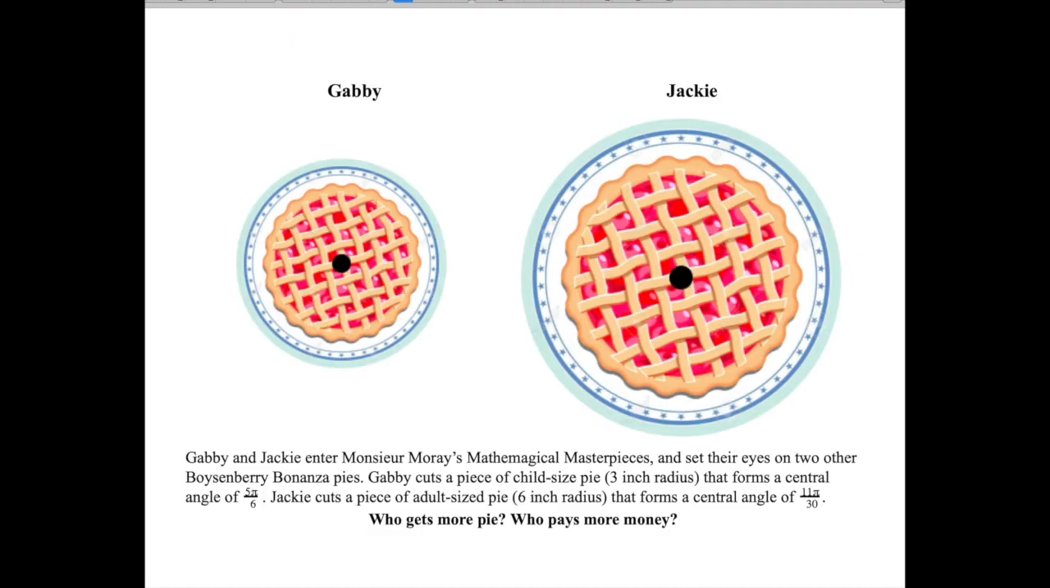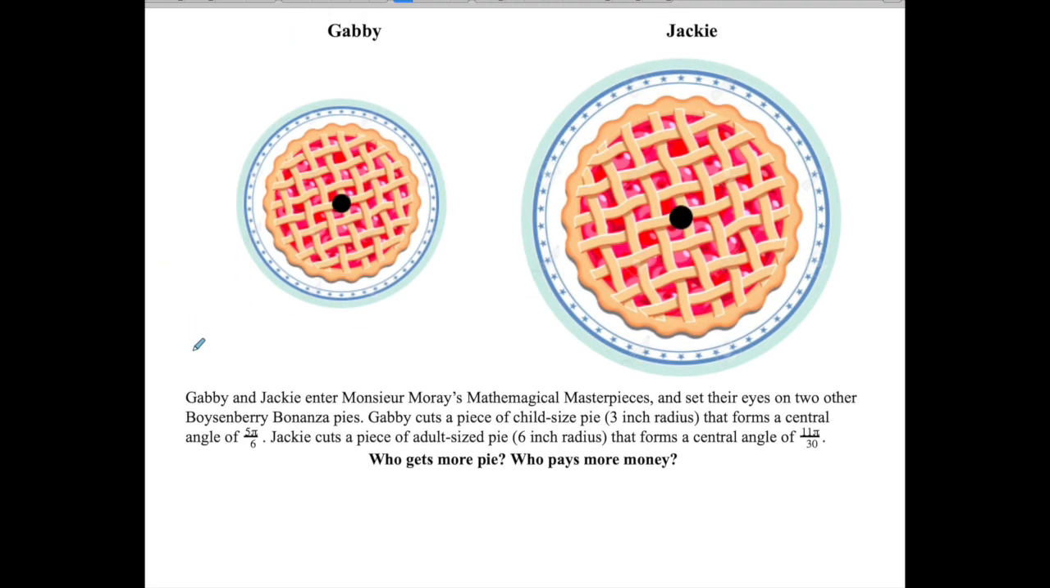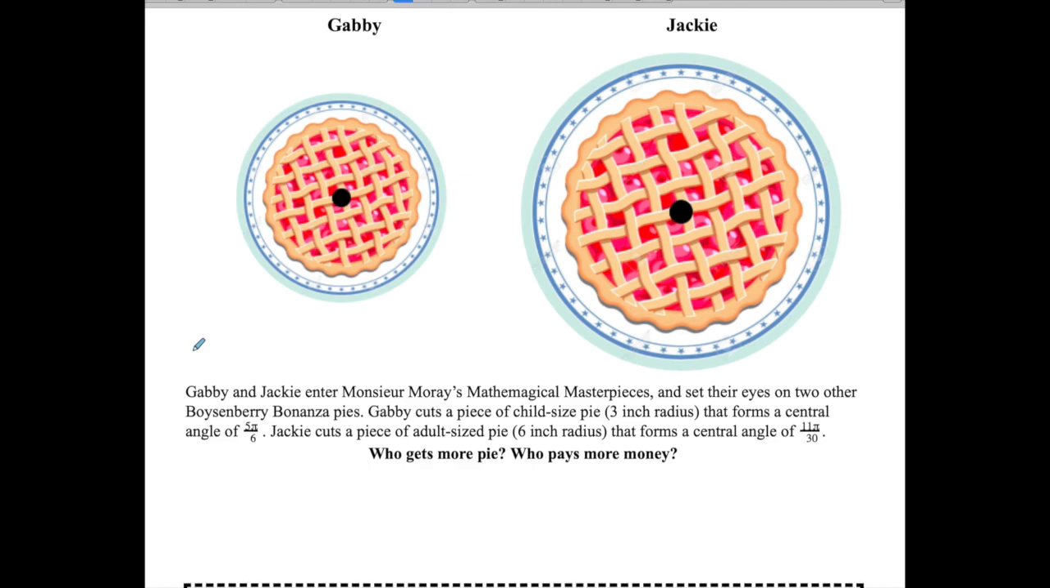Okay, going to our last problem. So here's how I want to summarize this up. So now Gabby and Jackie, 2 other sisters, enter my magical masterpieces. And then now they set their eyes on 2 other pies. So Gabby cuts a slice of the child-sized pie, again 3-inch radius, and it forms a central angle of 5 pi over 6. Jackie cuts a piece of adult-sized pie that forms an angle of 11 pi over 30. Who gets more pie and who pays more money?